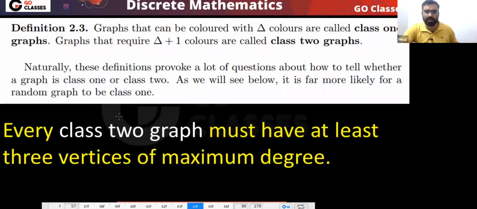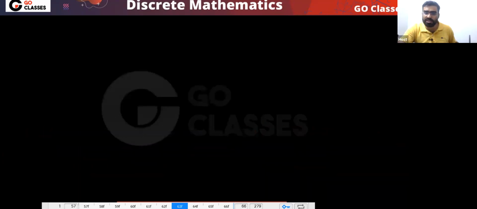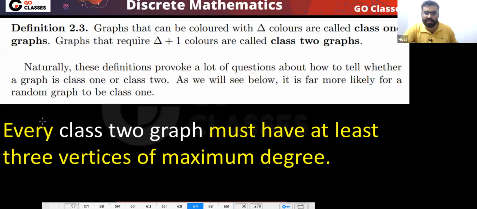So basically you will get two classes, class 1 and class 2. Class 1 means where the edge chromatic number is delta, and class 2 means where the edge chromatic number is delta plus 1. And this is interesting: which graphs are class 1 and which are class 2. I told you that this is not easy. But this is a standard statement, and it can actually be shown. These things will help you.